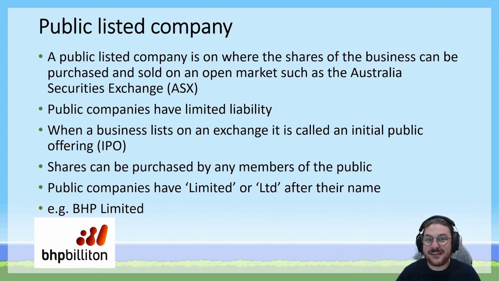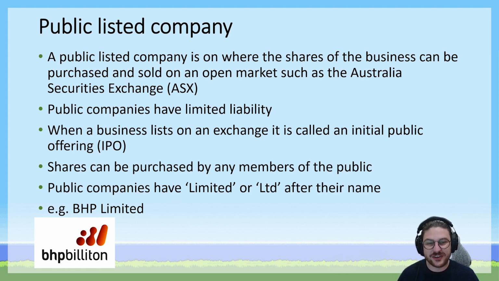Public companies have limited liability, just like private limited companies. So the shareholders of a company are protected from debt if the company goes into receivership. The shareholders of a company are protected from prosecution if the business is found to be breaching legislation in some important way.